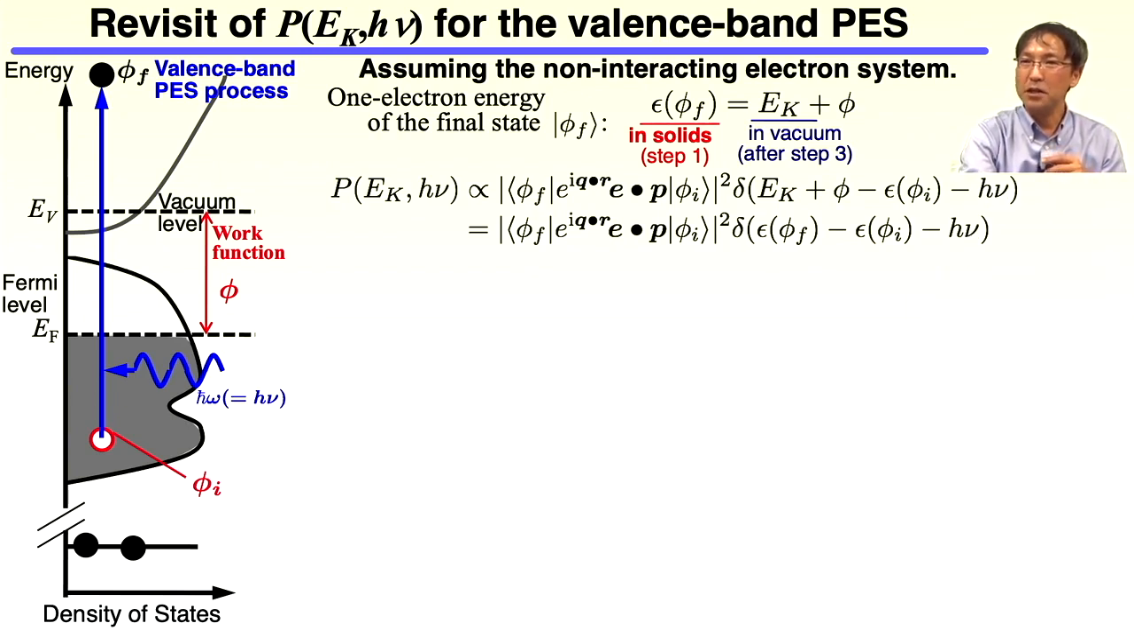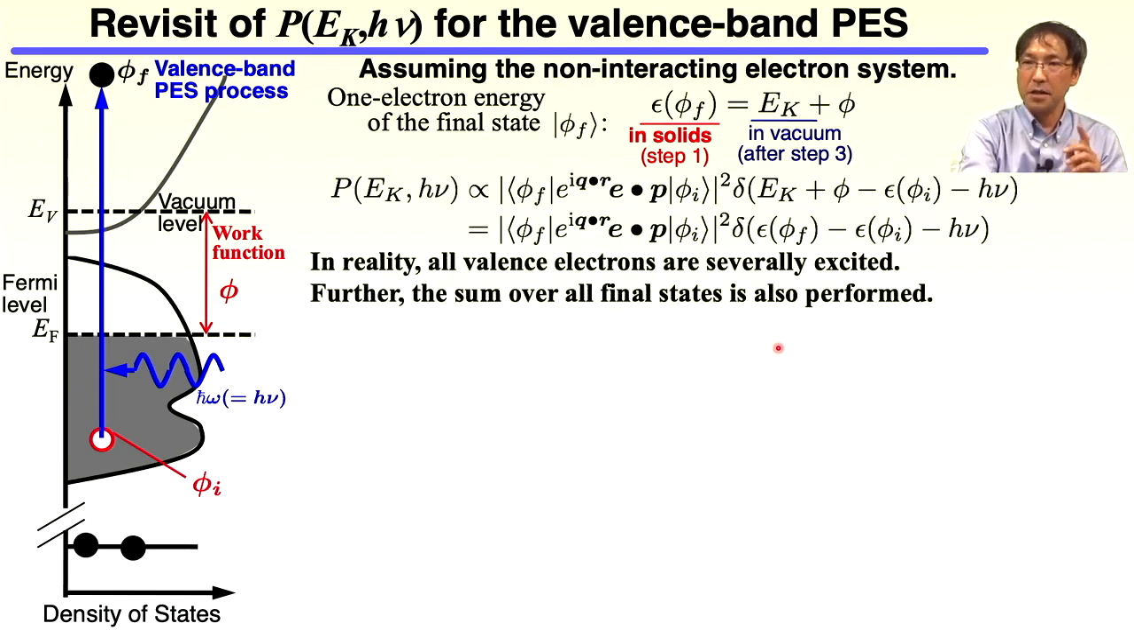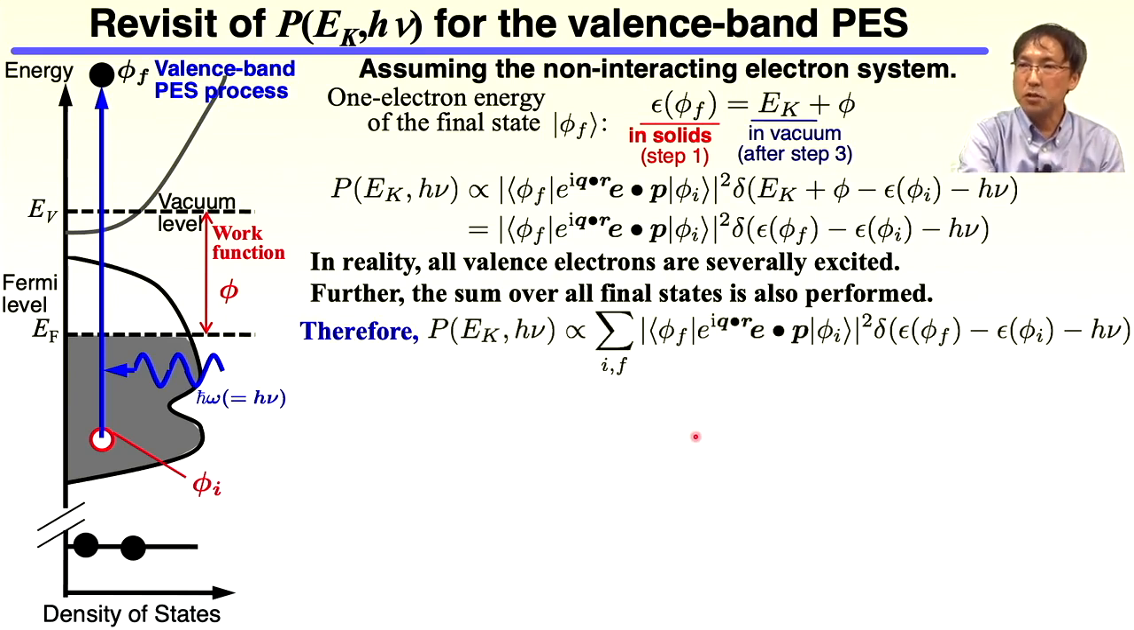In order to obtain the practical valence-band photoemission spectral function for a non-interacting electron system, we need to consider the fact that all valence electrons are severally, independently, in other words, excited. And further, we should consider the sum over all initial and final one-electron states. Therefore, the term P, proportional to the spectral function, is expressed by this formula. This is a fundamental photoemission spectral function for the non-interacting electron system.